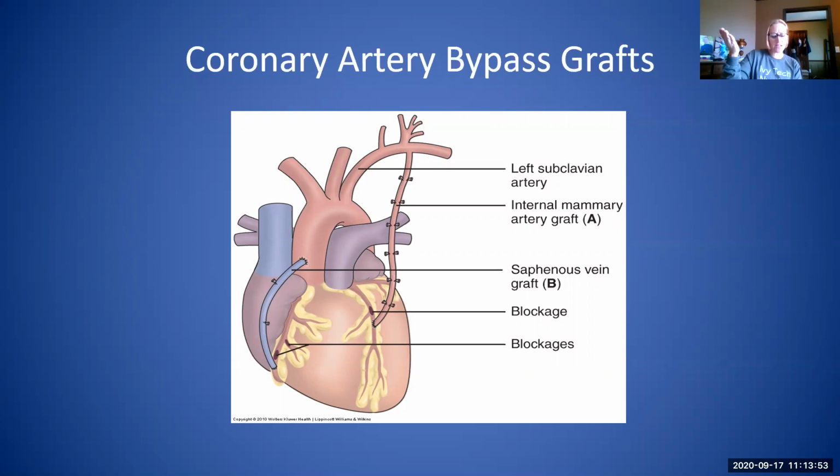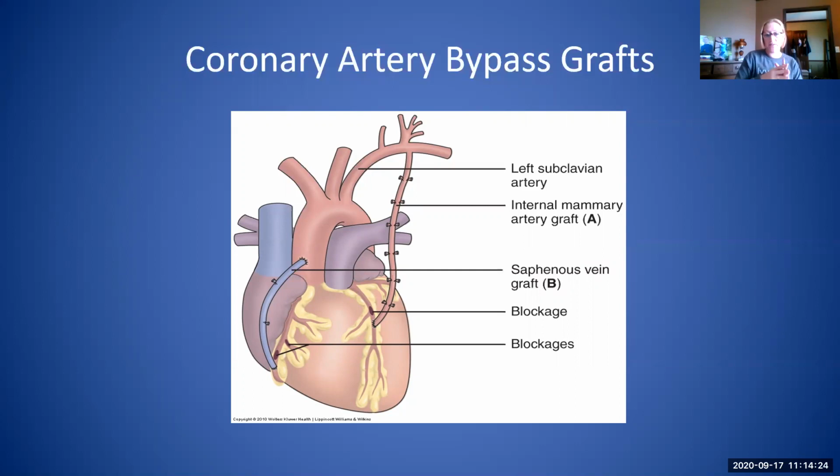The saphenous vein tends to be used more for emergent cases, which apparently is easier to harvest emergently from the leg than the internal mammary is, which I don't really know why, because they have the patient open, their chest cracked open. You'd think it'd be easier just to get the internal mammary, but for whatever reason, the saphenous vein is used more frequently in emergent cases. But it's a vein and it's not quite as big. So if possible, they still prefer to use the mammary.